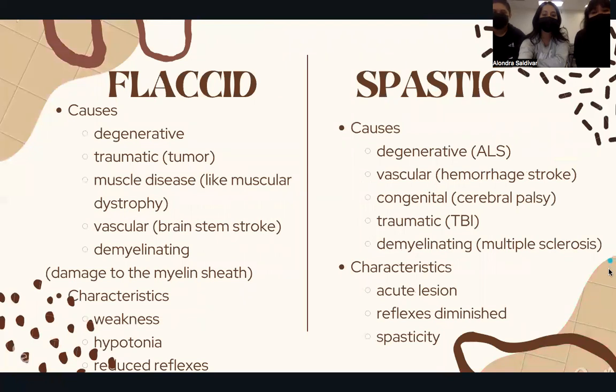Continuing on with the differences, with flaccid, some of the causes could be traumatic, muscle disease, or vascular, like brainstem stroke or tumors. And some of the characteristics could be weakness, hypotonia, or reduced reflexes. Now with spastic, some of the causes could be degenerative, congenital, or demyelinating, such as ALS, cerebral palsy. And some of the characteristics you can see are acute lesion, reflexes diminish, and spasticity.